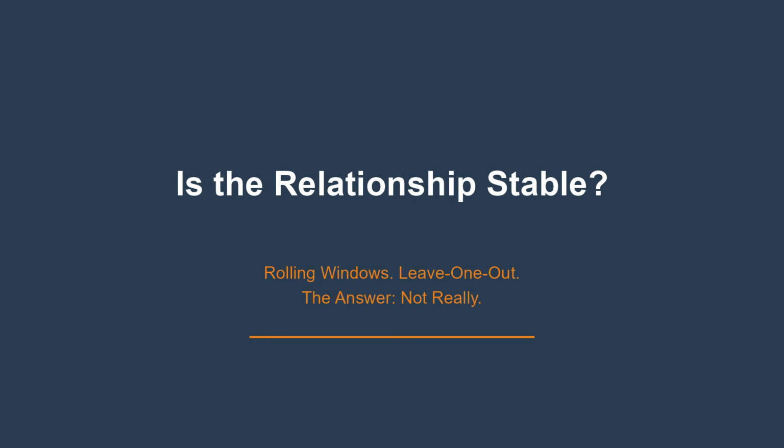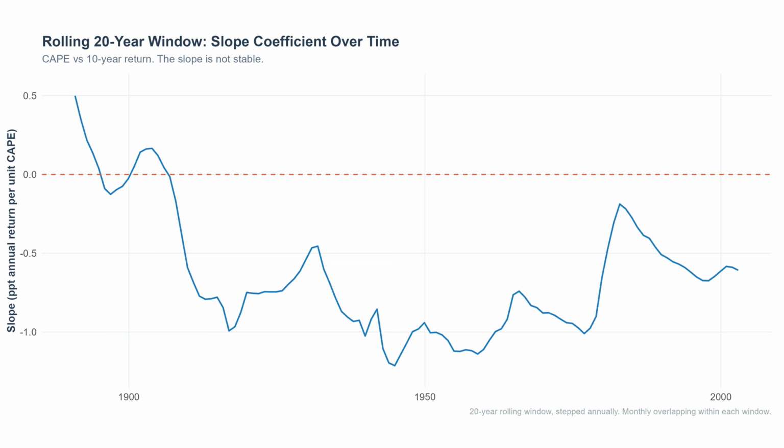The supposedly strong relationship that the viral chart implies actually waxes and wanes dramatically. The research looks at rolling 20-year windows. This means we take a 20-year chunk of history, say 1900 to 1920, we calculate the slope of the valuation to return relationship just for those 2 decades, and then we roll that window forward 1 year at a time. Like 1901 to 1921, 1902 to 1922. And so on, exactly. And as I look at the graph of those slope coefficients over time, the line is going all over the place.